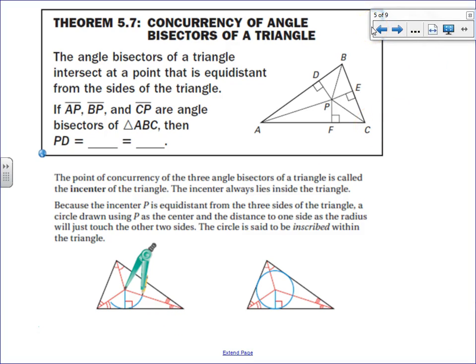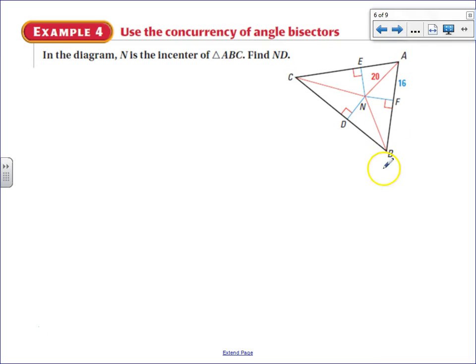So the angle bisectors of a triangle intersect at a point that's equidistant from the sides of the triangle. Remember, I can draw this circle inside, and all three of those parts are congruent. So AP, BP, and CP are angle bisectors. So now PD is equal to PE, which is also equal to PF. And so that's the unique thing about those angle bisectors and the incenter. You can read more about it down below. Let's apply that in the diagram.